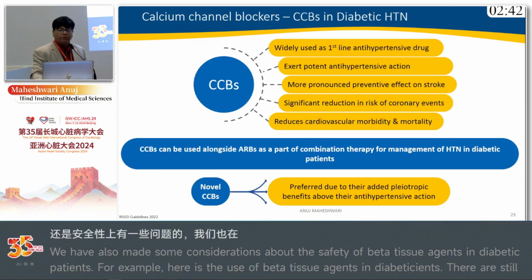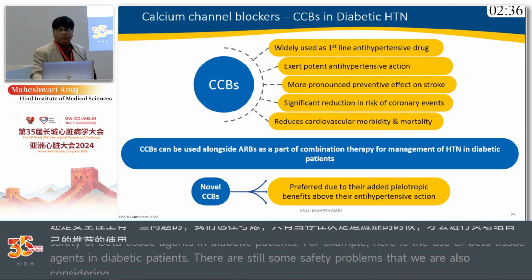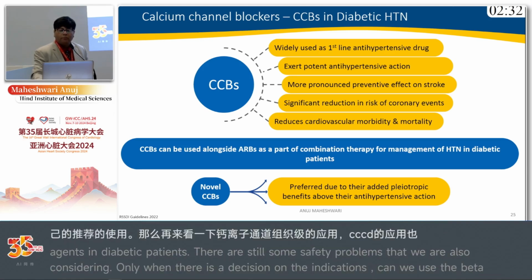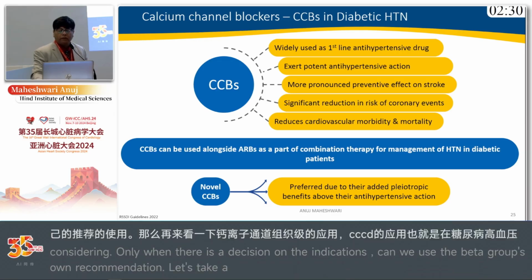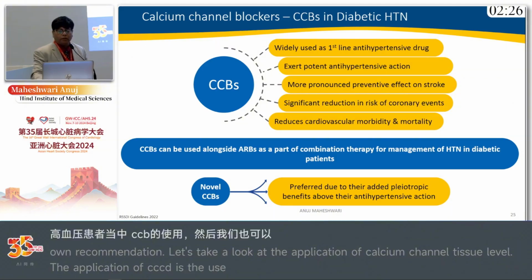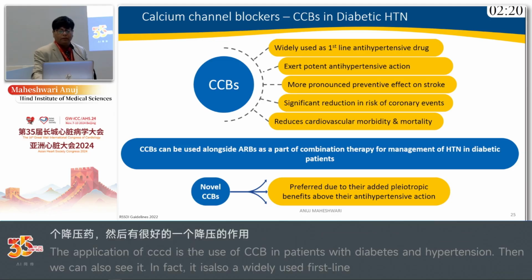As far as calcium channel blockers are concerned, they are widely used as first-line antihypertensive drugs and exert a potent antihypertensive action, with a more pronounced preventive effect on stroke, a significant reduction in the risk of coronary events, and reduced cardiovascular morbidity and mortality. They can be used alongside ARBs as part of combination therapy for management of hypertension in diabetic patients.